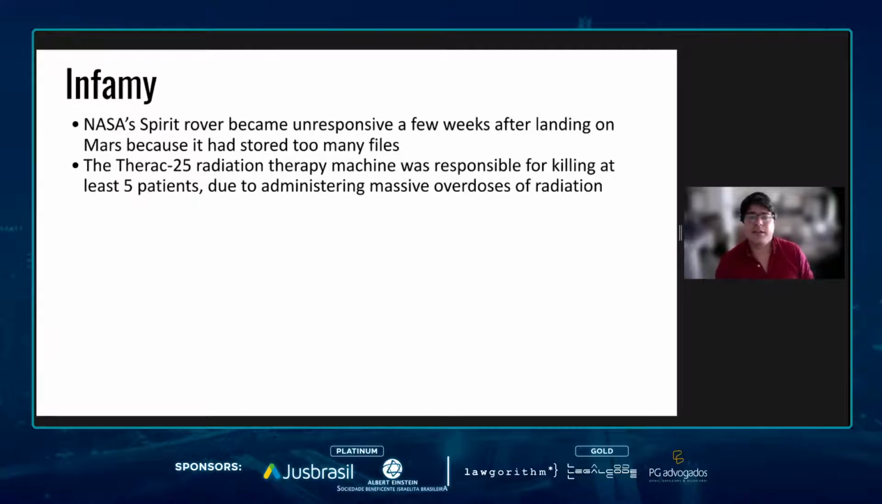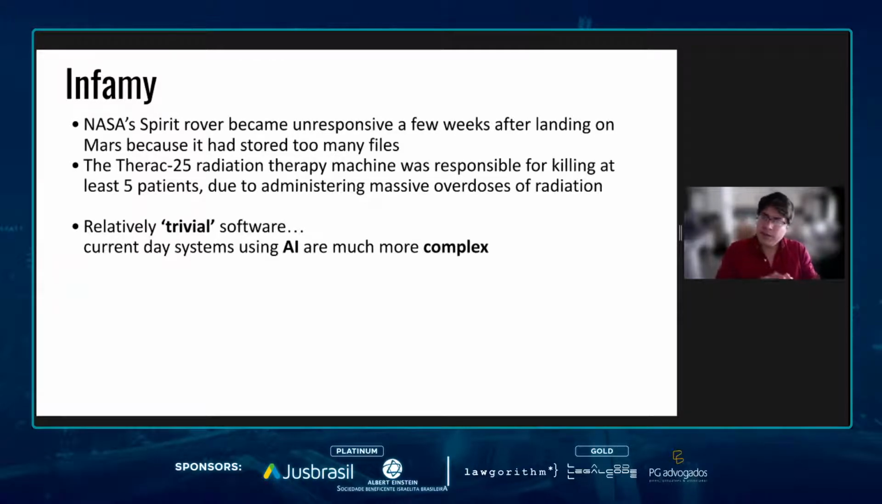The Therac-25 radiation therapy machine was responsible for killing at least 5 known patients. And this was due to a user interface bug: the nurses using the actual machine were displayed one value, but the radiation therapy value actually administered was another value inside of the software memory. And these bugs are in relatively trivial software.